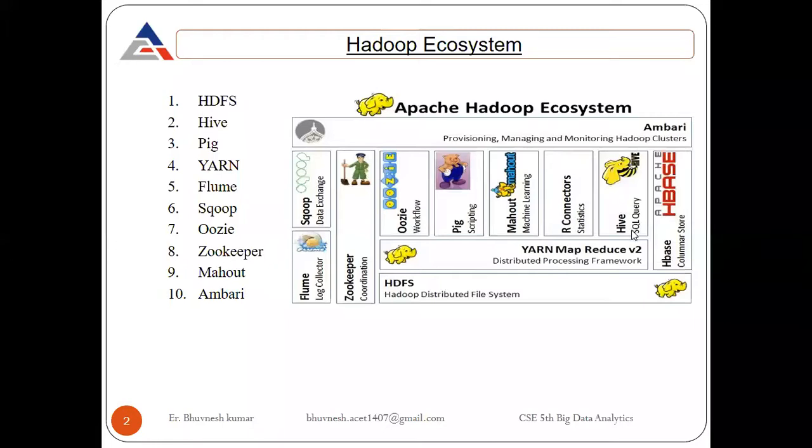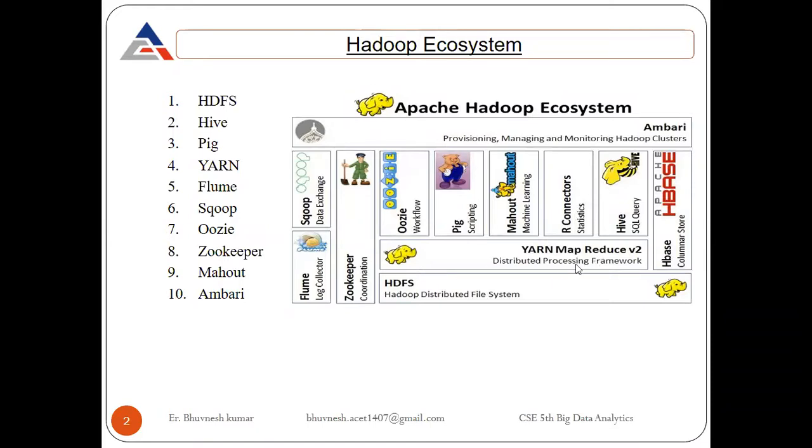Okay. Then Hive. Hive is a combination of your HQL, which means Hive plus SQL. HBase is a columnar store. Data is stored in the form of columns. Okay, a huge data store.